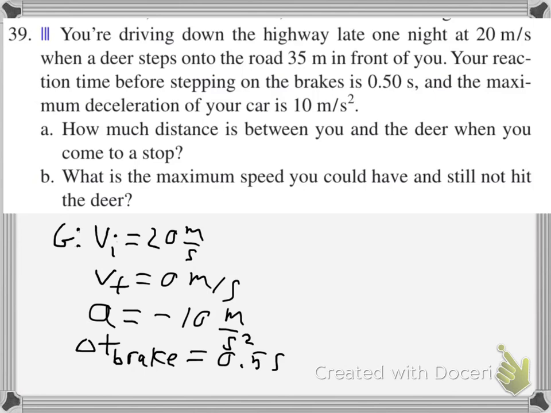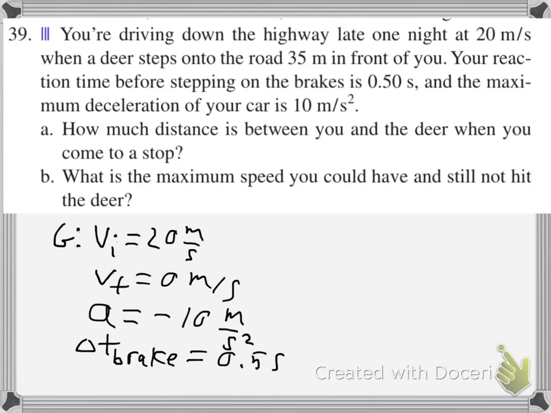And we're given important information like the initial speed of the car, the distance between the starting position of the car and the deer, which is 35 meters, the reaction time of 1/2 of a second, and the maximum deceleration of the car. Because it's slowing down, the acceleration would be in the opposite direction of the velocity, that's why our acceleration is negative 10 meters per second squared.